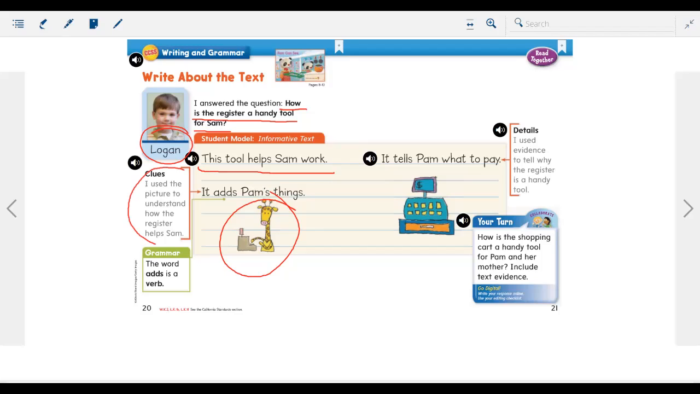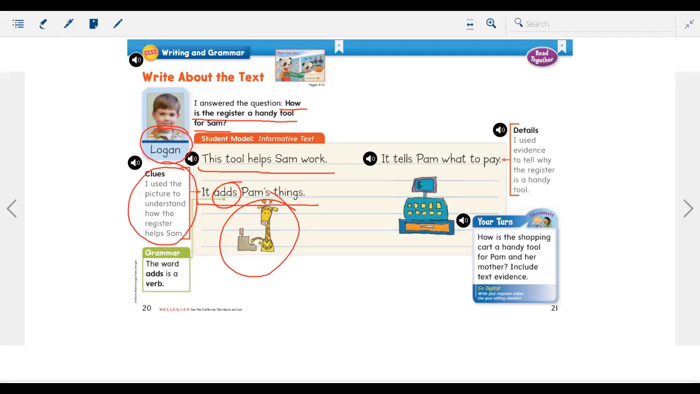So here's some clues. He says, I use the picture to understand how the register helps Sam. So by looking at the picture, you can figure out things, right? So he wrote, it adds Pam's things. So the register adds Pam's things, the things that Pam wanted to buy. So it's adding the things for Sam. Okay?